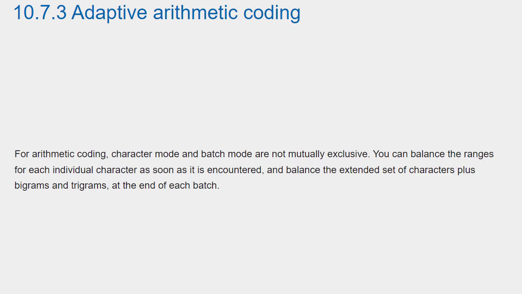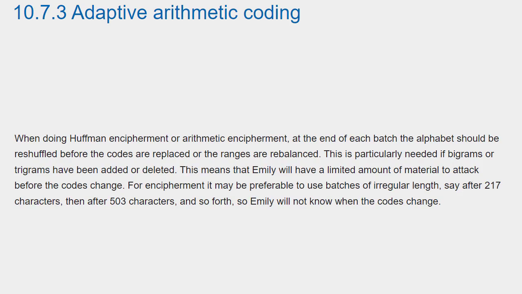For arithmetic coding, character mode and batch mode are not mutually exclusive. You can balance the ranges for each individual character as soon as it is encountered, and balance the extended set of characters plus bigrams and trigrams at the end of each batch. When doing Huffman encipherment or arithmetic encipherment, at the end of each batch the alphabet should be reshuffled before the codes are replaced or the ranges are rebalanced. This is particularly needed if bigrams or trigrams have been added or deleted.